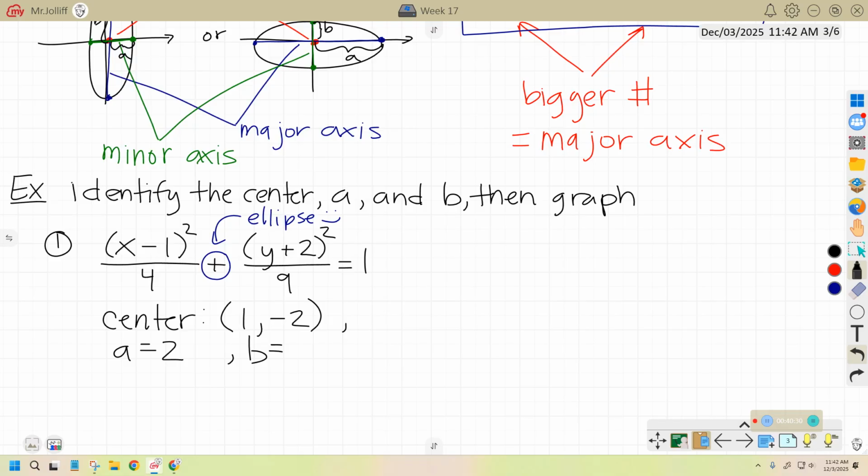First question, how did I get from 4 to 2? How do I get from a squared to a? Good, there you go, 3. Yeah, the square root of 9 is 3. Perfect. So to get from a squared to a, and b squared to b, we take the square root. Good. I have enough information to graph.